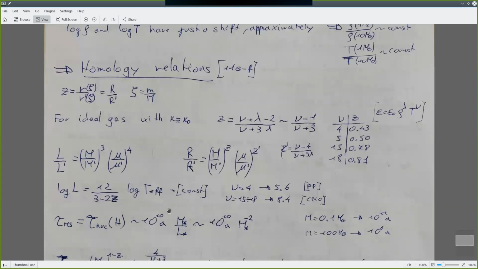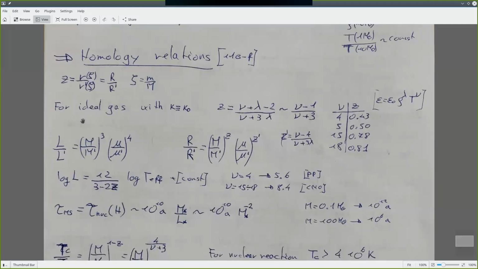Here, before I show another example, we are going directly to what could be medium stars, 1 to 2 solar masses, that we consider as an ideal gas, and the opacity is just a constant. This means that we are considering the opacity to be electron scattering.